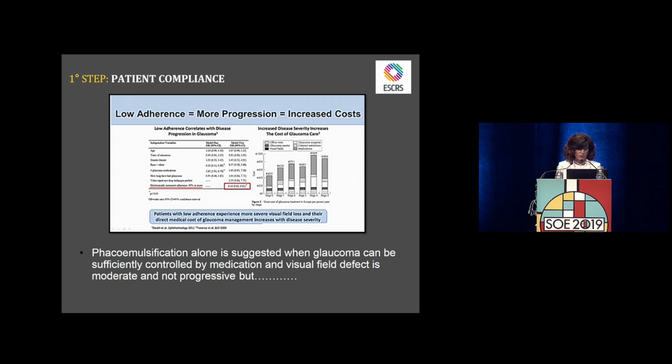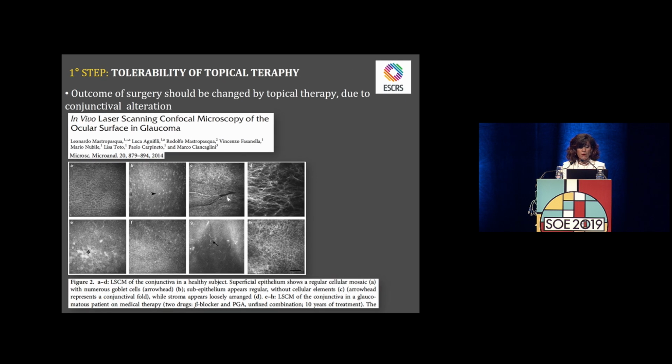Phacoemulsification alone is suggested when glaucoma can be sufficiently controlled by medication, and the visual field defect is moderate and not progressive, but look at the tolerability of topical therapy. Sometimes the outcome of surgery can be changed by topical therapy due to conjunctival alteration.